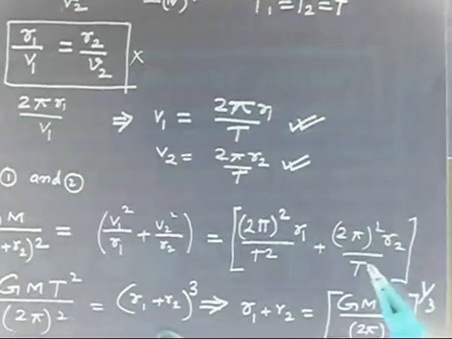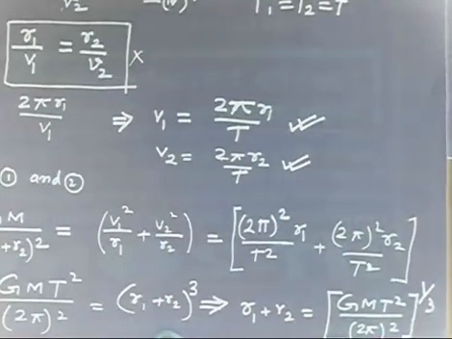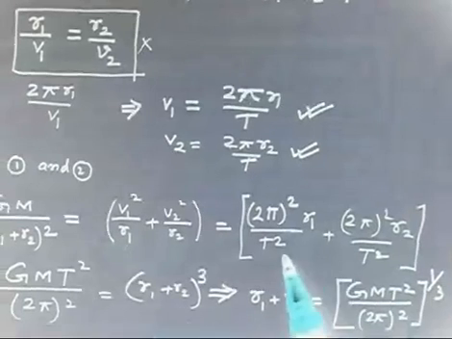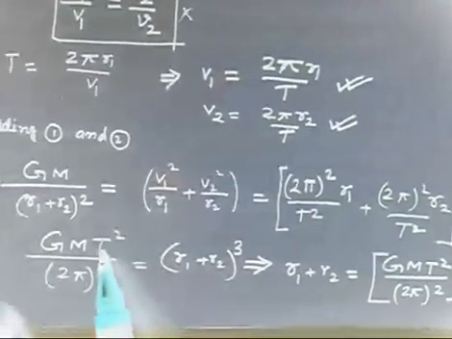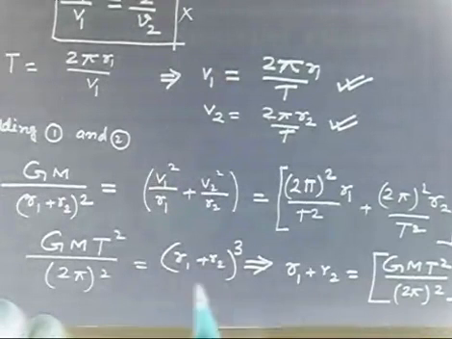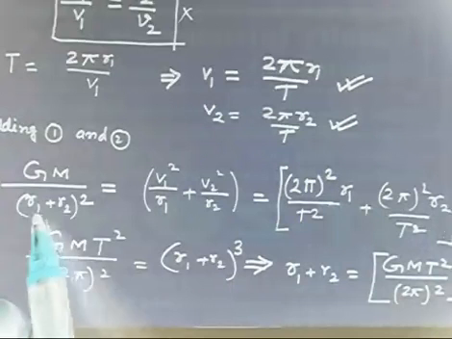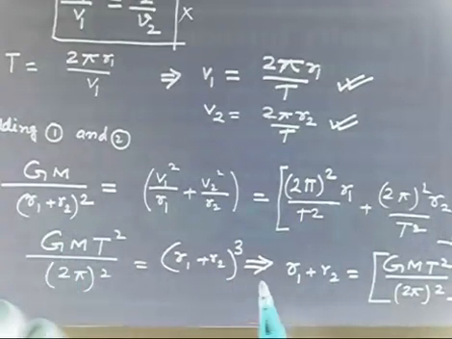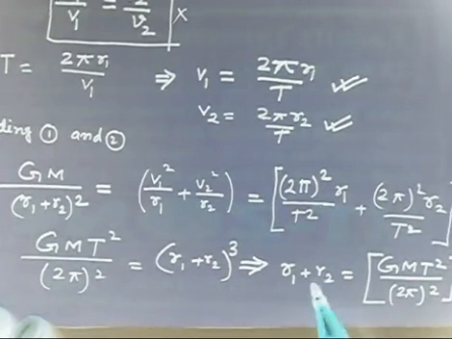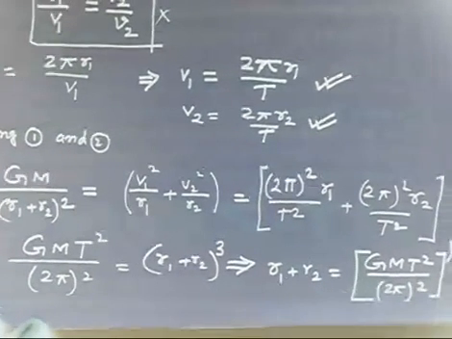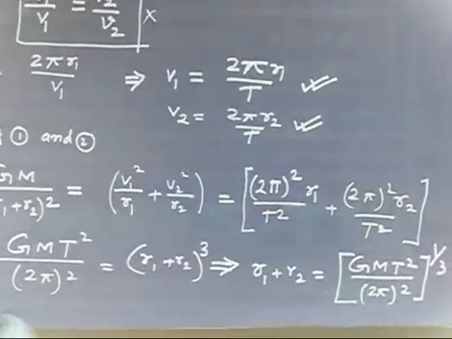Similarly, we will have 2 pi square R2 by T square. Now if you take common T square and 2 pi square, this goes this side, so I can put T square by 2 pi square this side. Now R1 plus R2 and R1 plus R2 this side, and I have R1 plus R2 whole square this side. So finally it will be R1 plus R2 whole cube, and I want to find R1 plus R2, so this will be the cube root of this one. Are you getting or not?